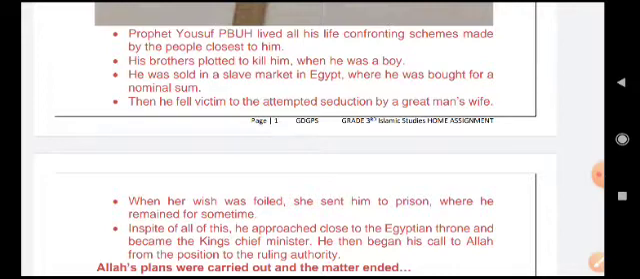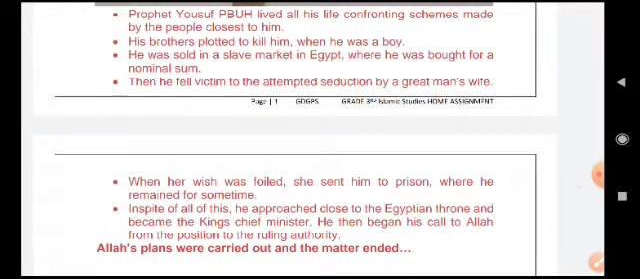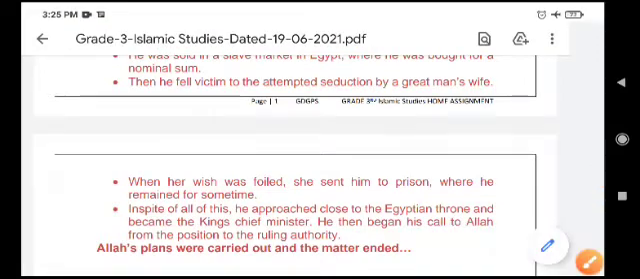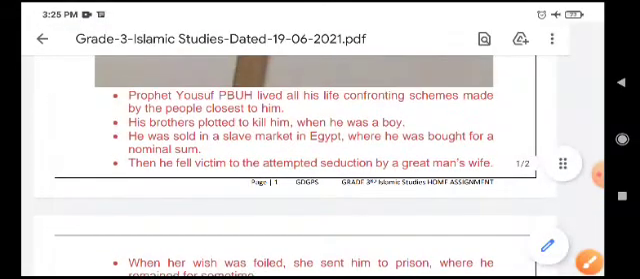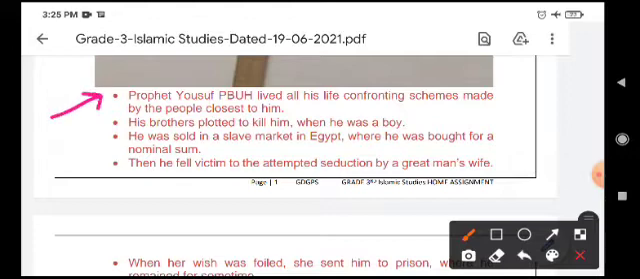Prophet Yusuf, peace be upon him, lived all his life confronting schemes made by the people closest to him. Why? Because all the people that were closest to him, except his father, were very jealous of him, and that too were his brothers. His brothers were also good looking, but Yusuf was on another level, and they were so jealous of him. That's why they plotted to kill their brother. See what a cruel decision they made.